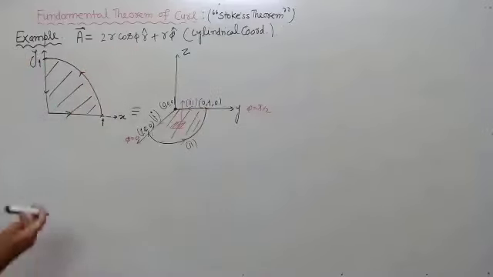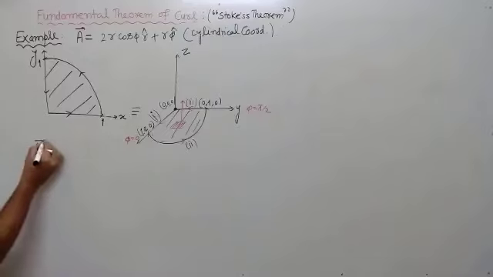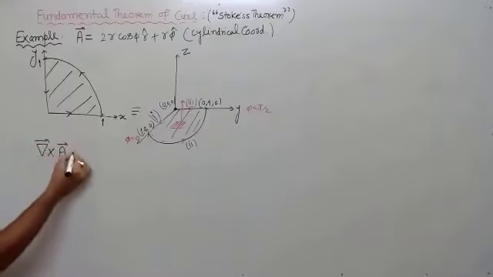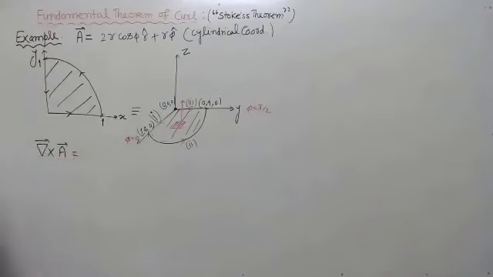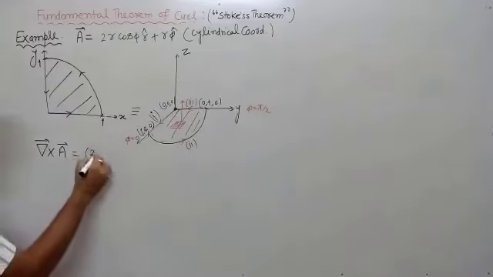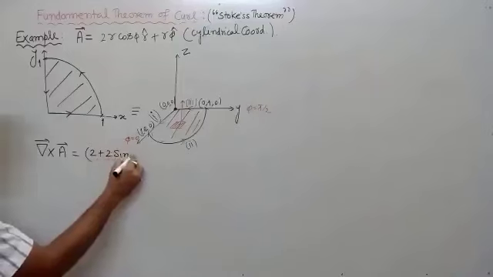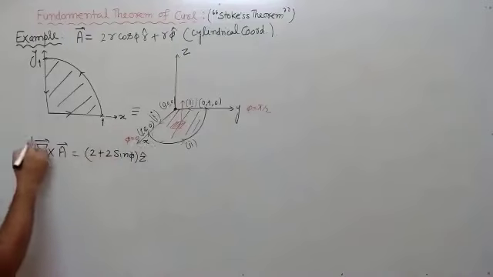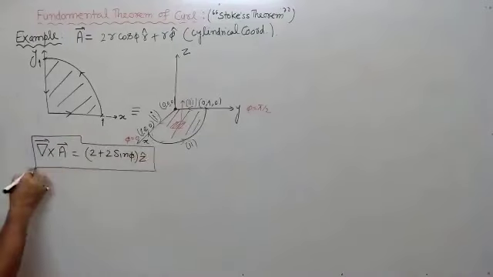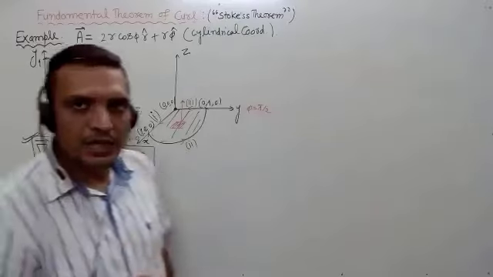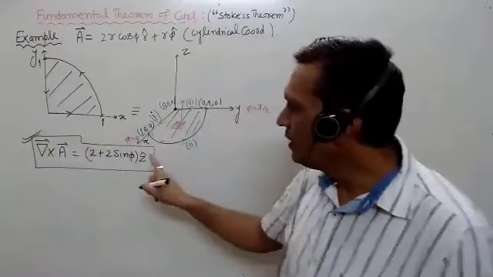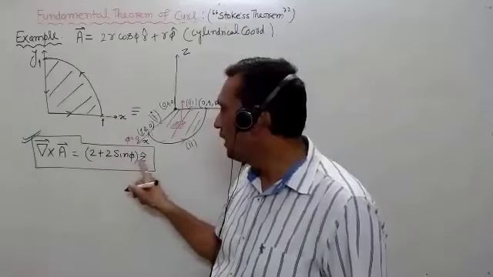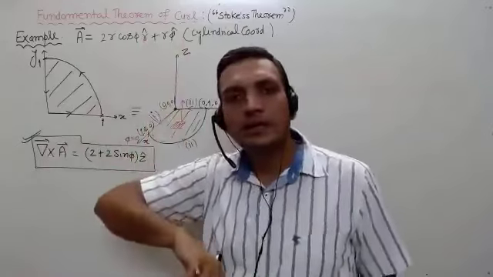Now the first step is to find the curl of A. You know how to calculate the curl of A in cylindrical coordinates. I have already calculated it, and I think it is (2 plus 2 sine phi) z cap. Please verify it. When I discussed curl, I took the same example, so you can recheck it. That is (2 plus 2 sine phi) z cap. This is the curl of A in cylindrical coordinates.